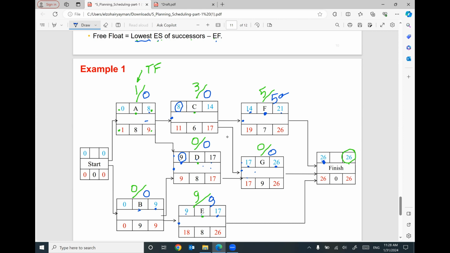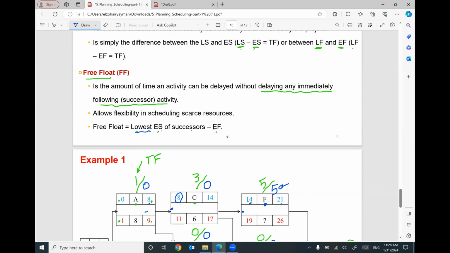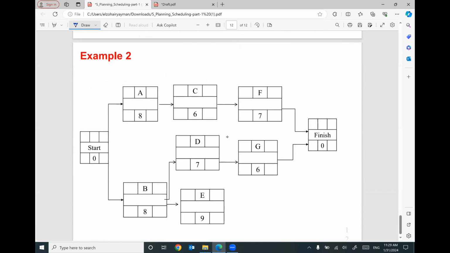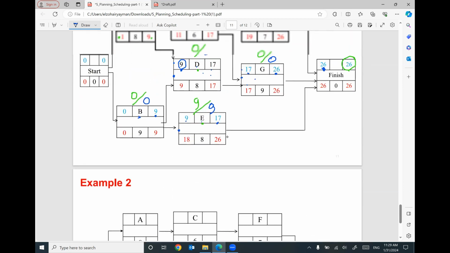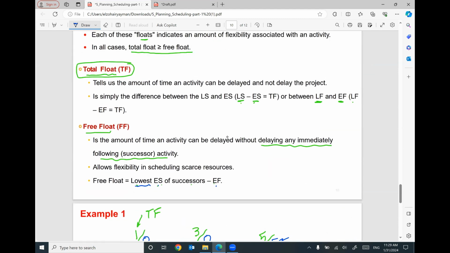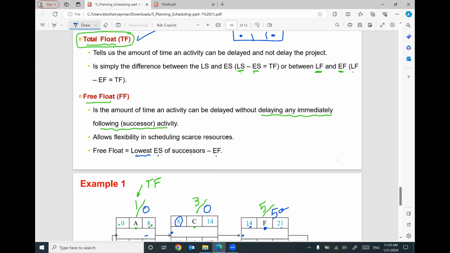Another example. I will go through this example from scratch to figure out the forward pass and the backward pass and the total floats and the free floats calculation. But remember how to calculate the total float and the free float. The total float is calculated from one activity only. If we have an activity here, this number minus this number, or this number minus this number, will give you the total float. For the free float, no. We have an activity and we have successors.